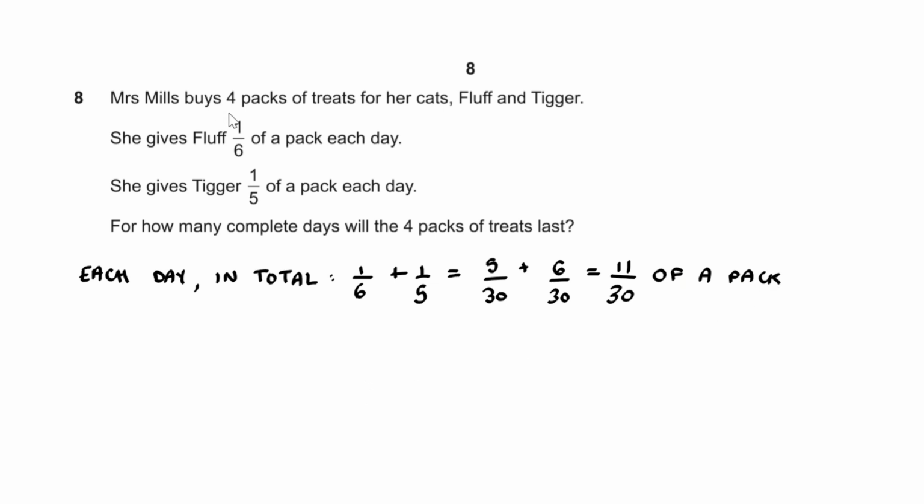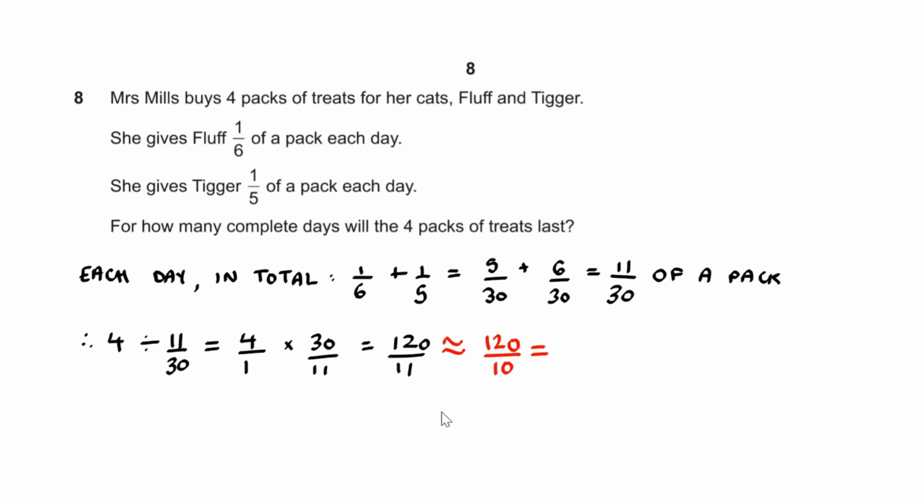And we've got 4 packs, and therefore to find out how long these will last, we need to do 4 divided by 11/30ths. And so therefore, if we work this out, this is the same as 4/1 times by 30/11. So we've got 120/11.